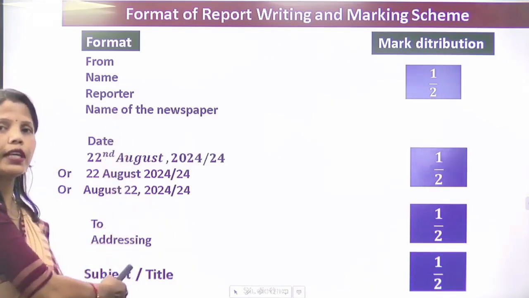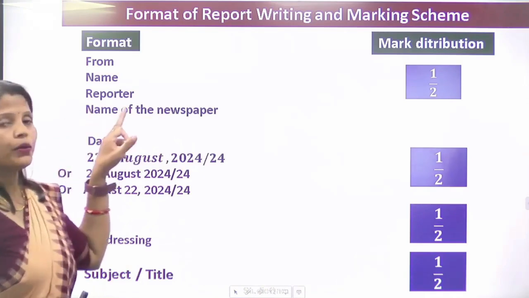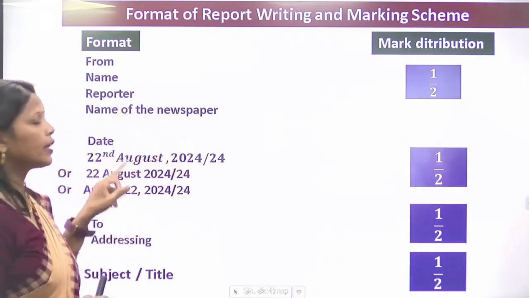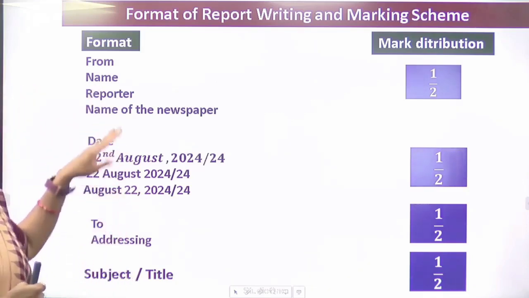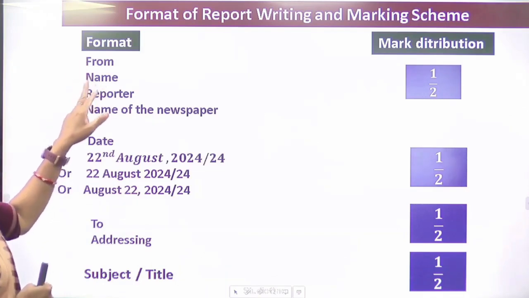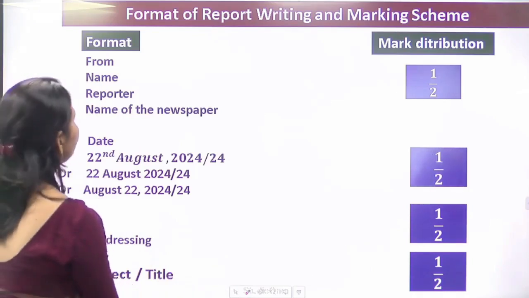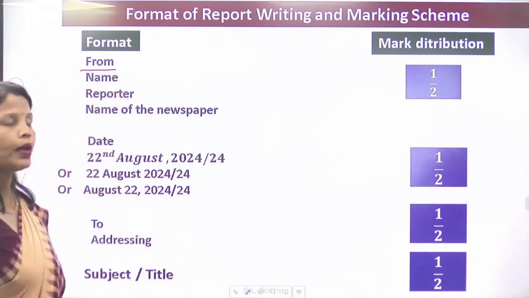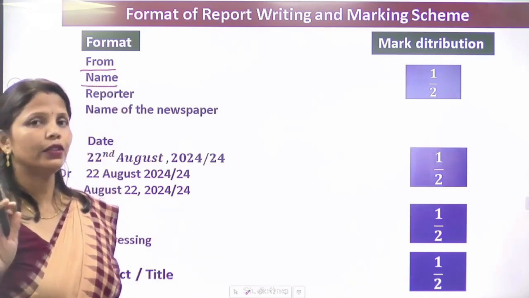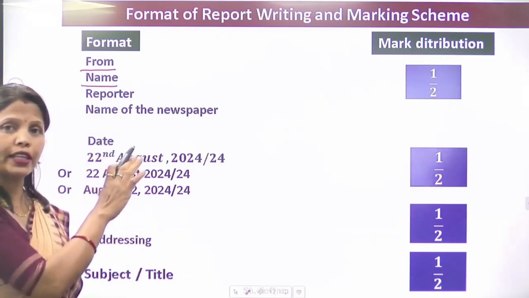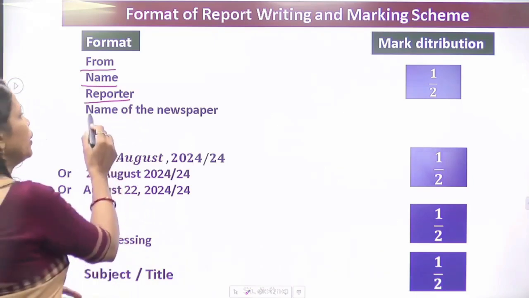Now write down the format. Then we will discuss what to write in which portion in our next slide. First, write it in your copy. In the format, first comes From, then comes your name. What you have to write in the name portion, I will tell you later. Then comes Reporter, then the name of the newspaper.